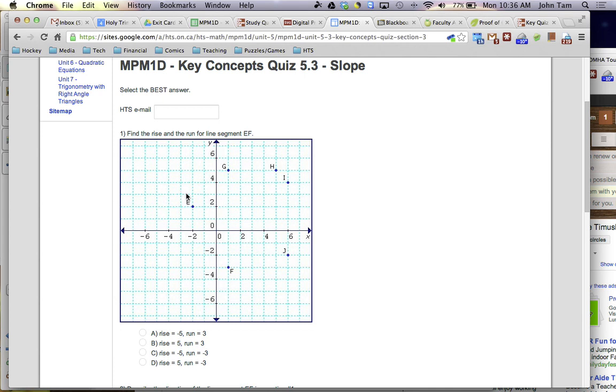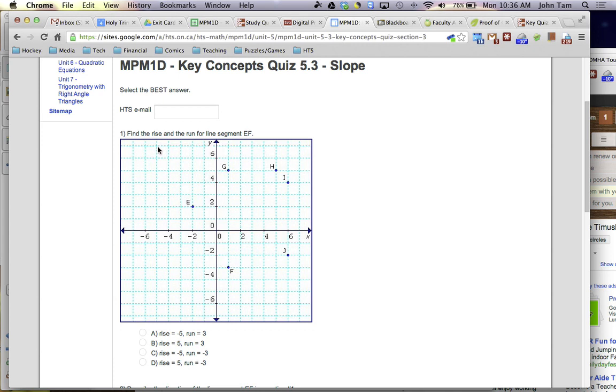So if we know that we have to go down 5 and across to the right 3 to F, what do we have to do to get to another point on the opposite side? If we go down 5, 1, 2, 3, 4, 5, and across 3, we just get back to the same point. So we want a point somewhere up here that the straight line passes through. We go up 5 and to the left 3, and that puts us at negative 5, comma 7.